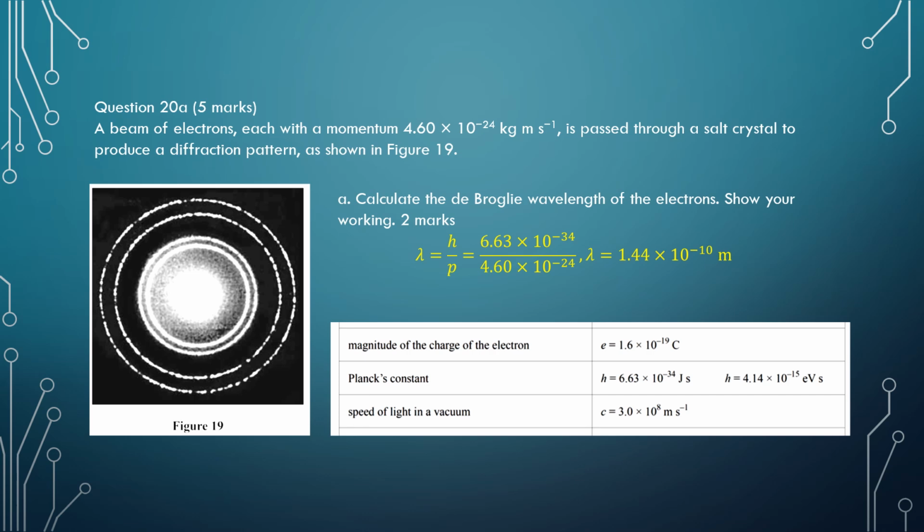We know the momentum of electrons, which is the denominator of de Broglie's equation. Here, the units of momentum are kg m/s, so the units of Planck constant should be joule, not electron volt.